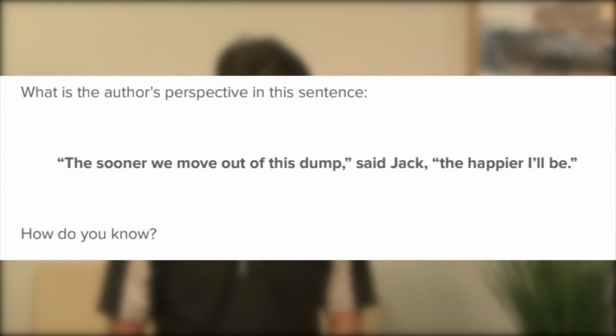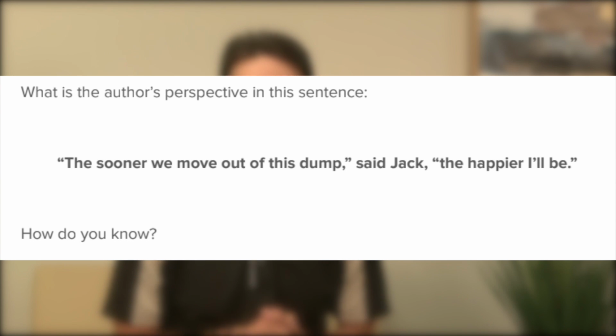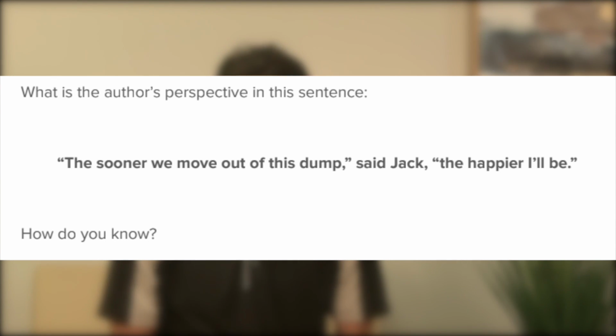For our first example, we're going to look at this sentence where Jack is talking about his house. He's getting ready to move. "The sooner we move out of this dump," said Jack, "the happier I'll be." Let's think. What is the author's perspective about the house? What does Jack think about moving?